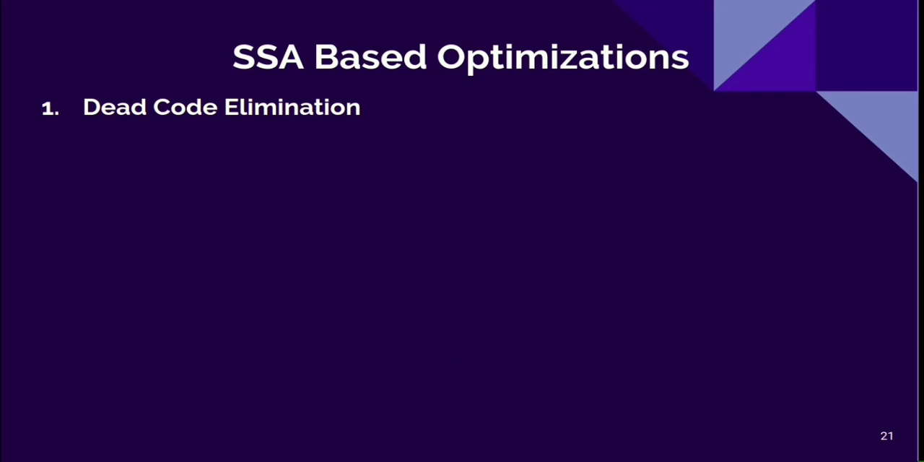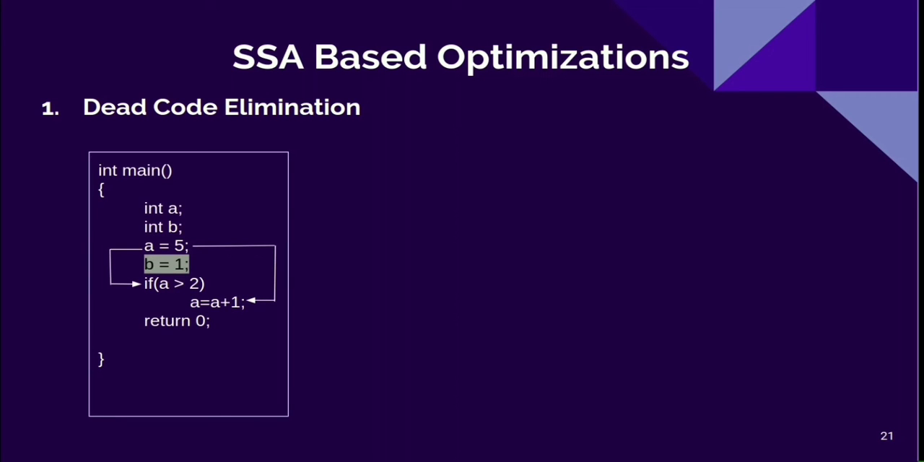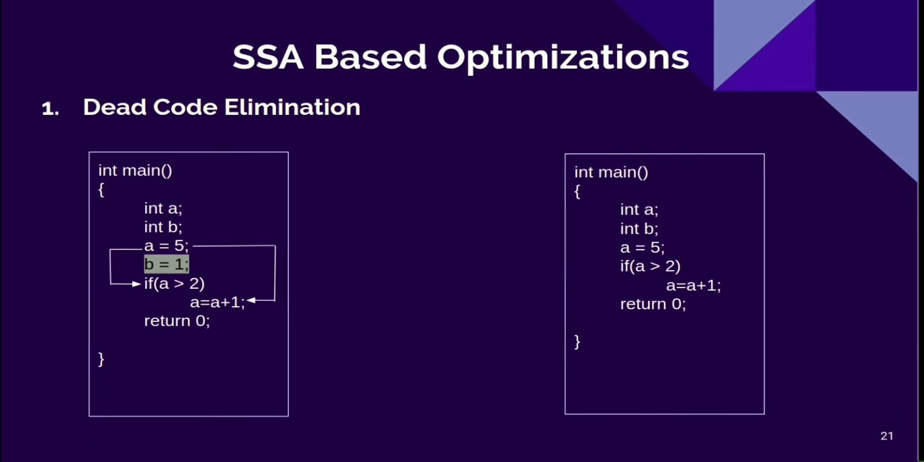The first one is dead code elimination. As you can see here, a equal to 5 is being used in the if statement as well as in the assignment statement of a equal to a plus b, but b is not used, so it is eliminated in this dead code elimination.